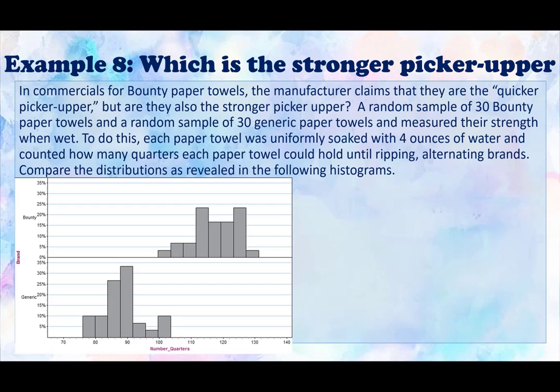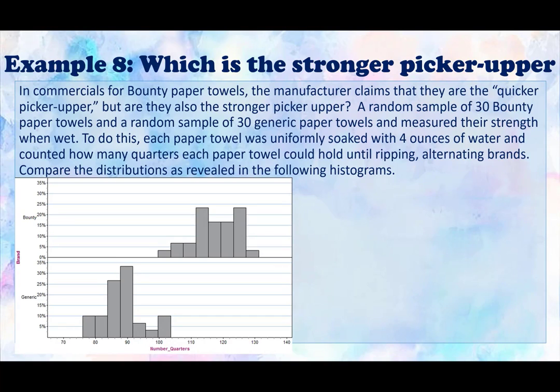So example number 8, which is the stronger picker-upper? So in commercials for Bounty paper towels, the manufacturer claims that they are the quicker picker-upper, but are they also the stronger picker-upper? A random sample of 30 Bounty paper towels and a random sample of 30 generic paper towels were taken and their strength when wet measured. To do this, each paper towel was uniformly soaked with 4 ounces of water and they counted how many quarters each paper towel could hold until ripping, alternating brands. Compare the distributions as revealed from the following histogram.